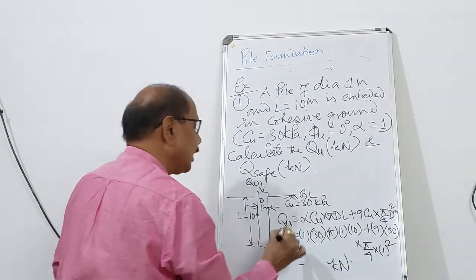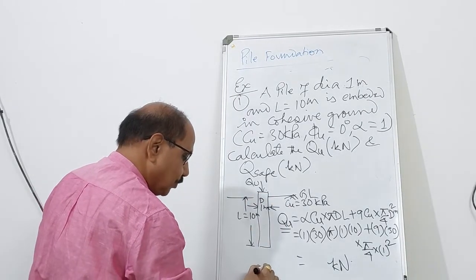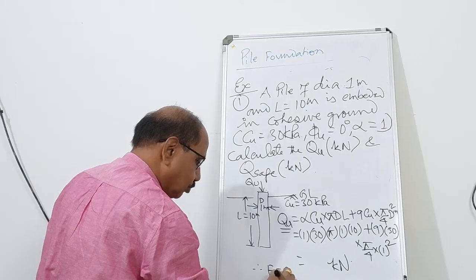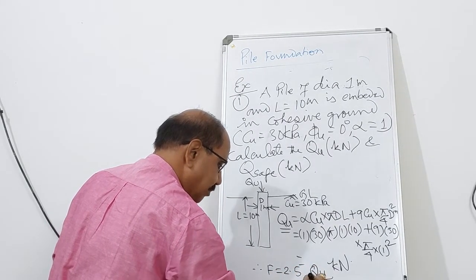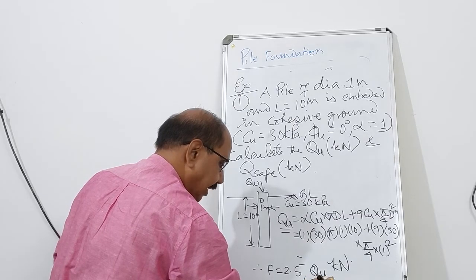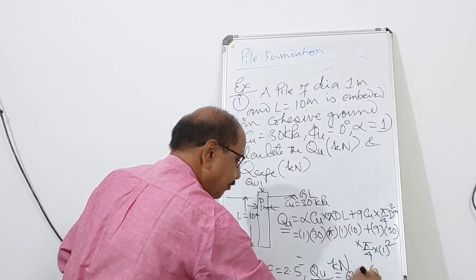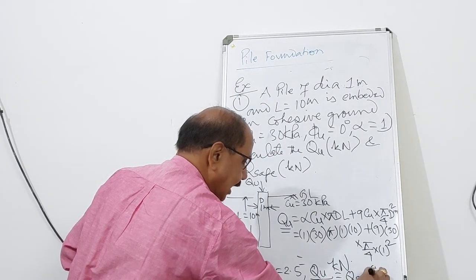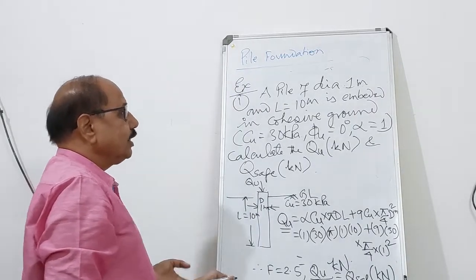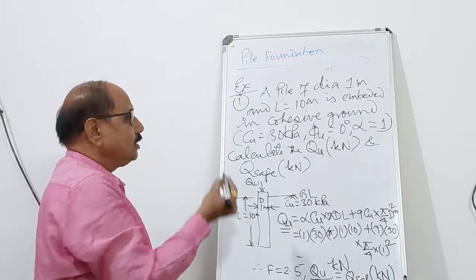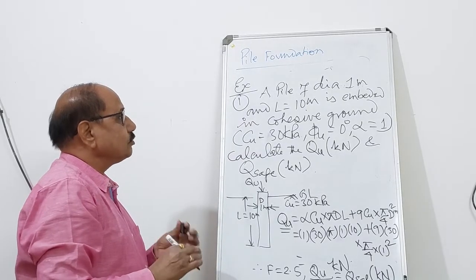So the ultimate load carrying capacity can be computed so easily, and therefore taking a factor of safety equal to 2.5, we can calculate Qu divided by 2.5, the factor of safety. This will be Q safe in kilonewton. So the safe load this single pile can carry can be predicted very easily. This is how, for a single pile, you can calculate the ultimate load and the safe load.